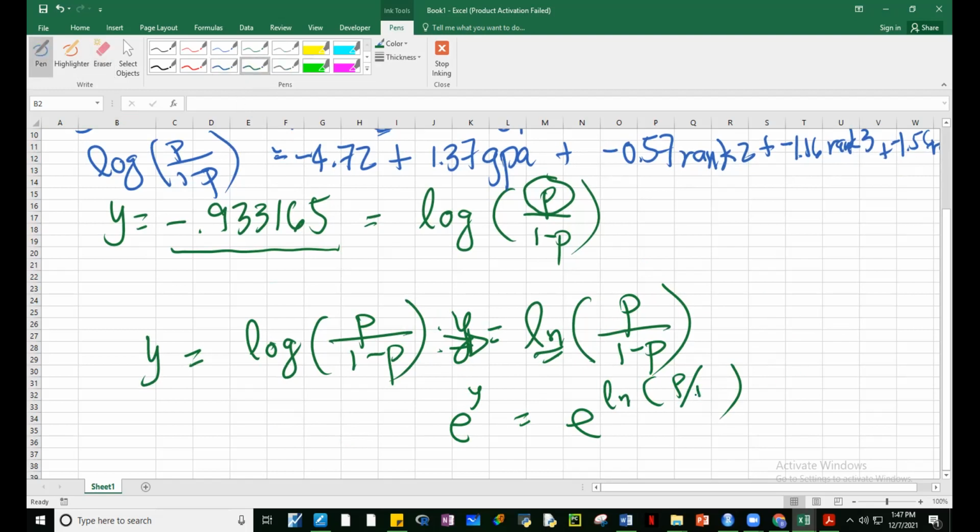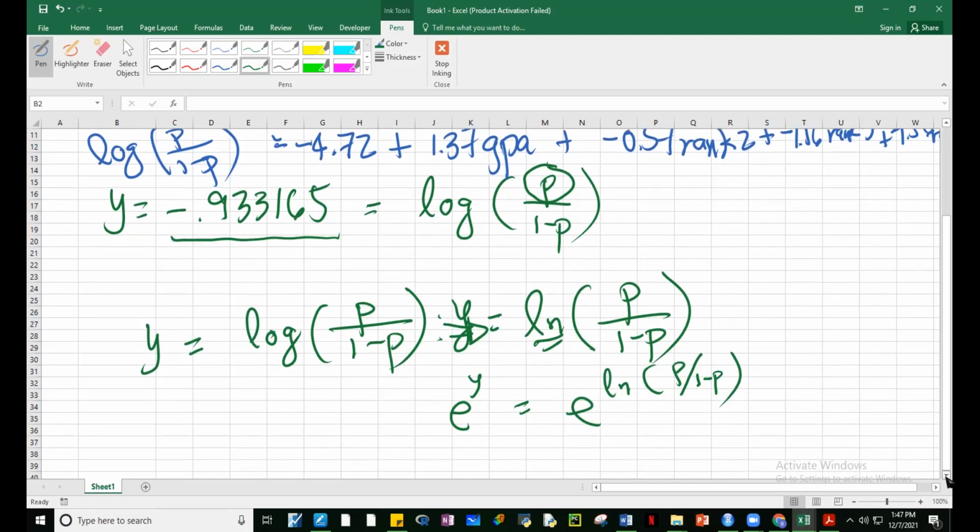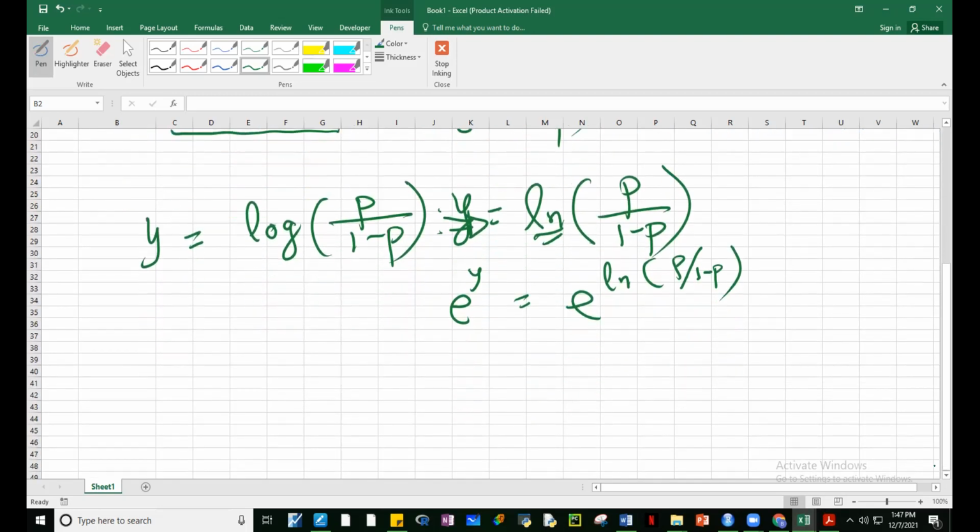P over 1 minus P. Okay, and then what now happens, guys? Inverse functions ang e at saka ln, so this will cancel out. So we now have e to the y is equal to P over 1 minus P.